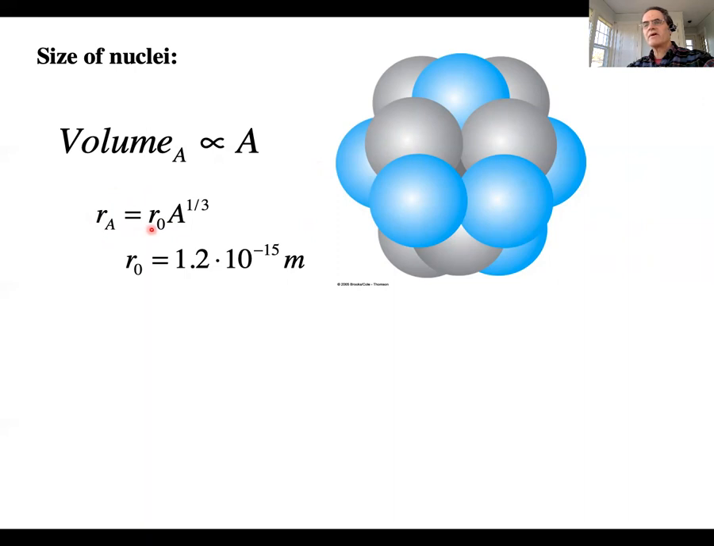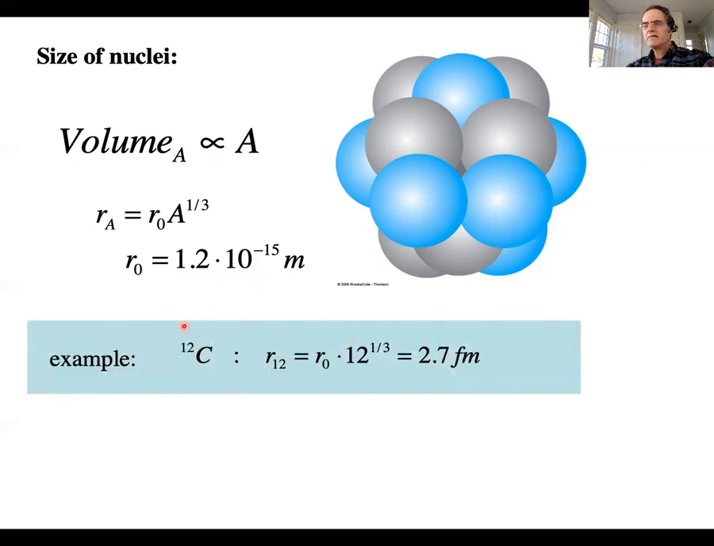R sub A is equal to R0 times A to the 1/3. And empirically, it's found that R0, this constant, is about 1.2 times 10 to the minus 15 meters, or 1.2 femtometers. And this would seem to be something like the size of a proton or a neutron. Just to use an example, carbon 12, the radius of this nucleus should be R0 times 12 to the 1/3, which gives a size of 2.7 femtometers.